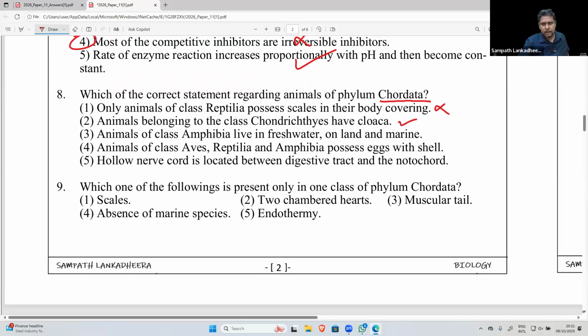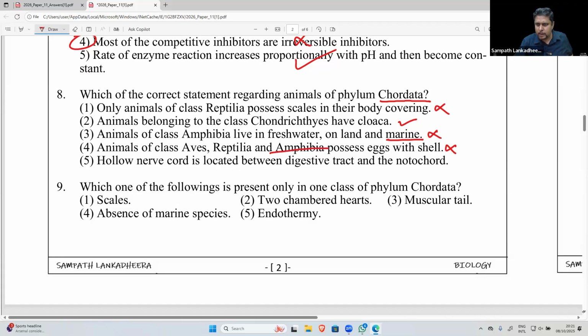Chondrichthyes have cloaca. Animals of the class Amphibia live in freshwater, on land and marine. Animals of class Amphibia live on land and in freshwater, but there are no marine members. Wrong, neither. Animals of class Aves, Reptilia and Amphibia possess eggs with shells. Wrong, neither. Amphibia don't have shelled eggs.